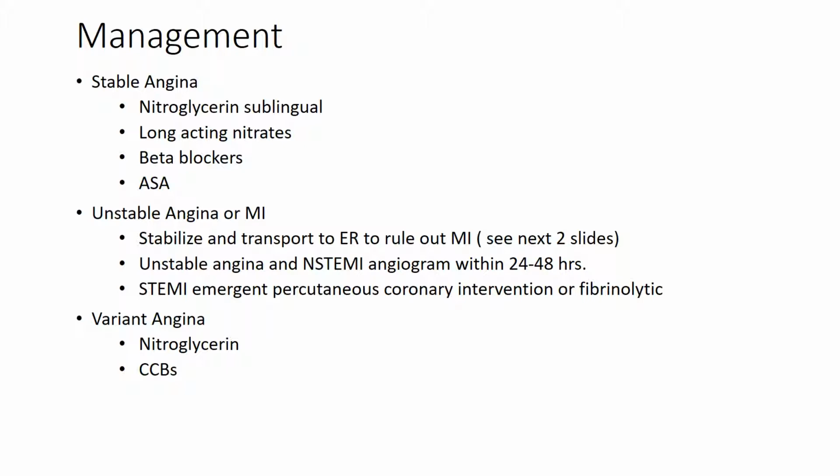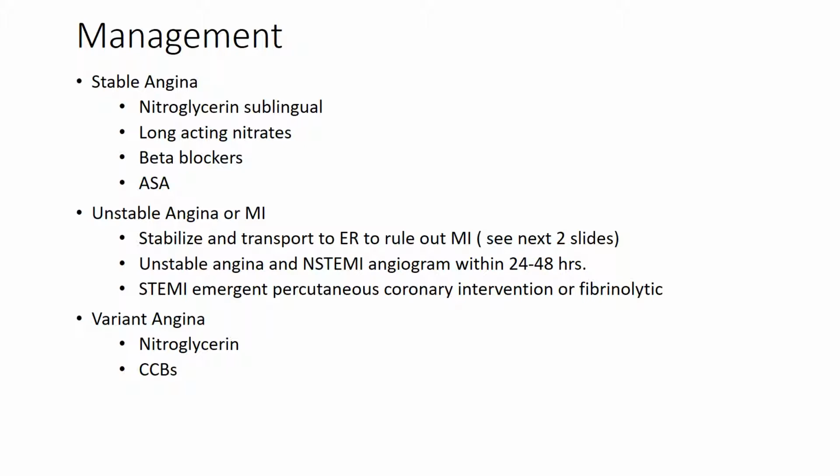When you have an unstable angina or an MI, in clinic, you will only be able to have access to an EKG. So if that EKG is abnormal, and the patient's having chest pain, you need to start them on O2, give them aspirin and sublingual nitroglycerin, and call for emergency transport to the ER. It will only be through the biomarkers and the EKG that they're going to be able to distinguish what's going on. If it's a STEMI, they need emergent intervention. A non-STEMI can wait up to 48 hours to have an angiogram.